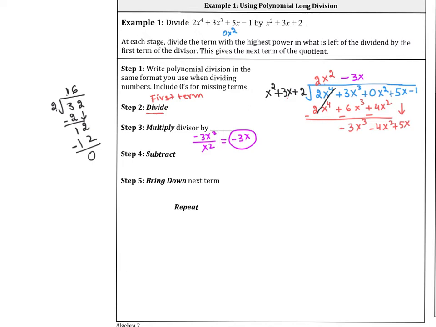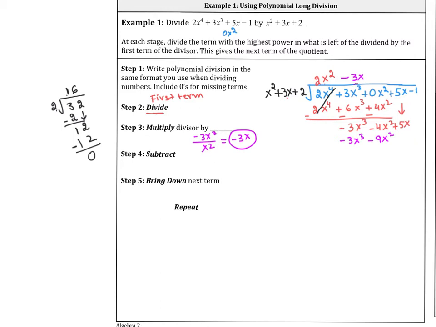So the next one is negative 3x times x squared, which is negative 3x cubed. Negative 3x times 3x is negative 9x squared.